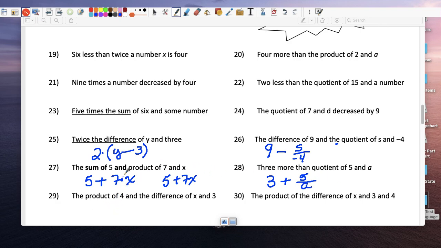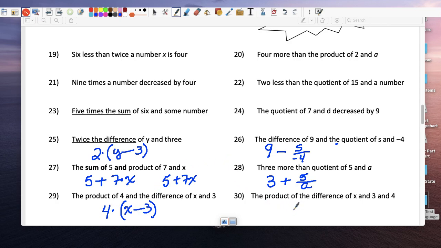29, the product. Product means multiplication. Product of 4, so we're multiplying 4 and somebody else here, and it says times the difference of x and 3. So again, because we're subtracting x minus 3 first and then multiplying by 4, that should come in parentheses.